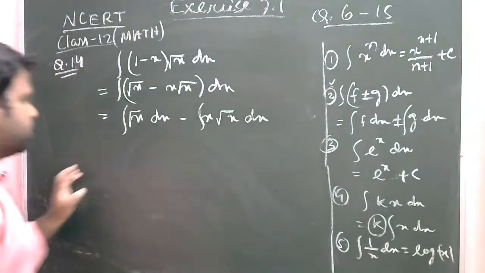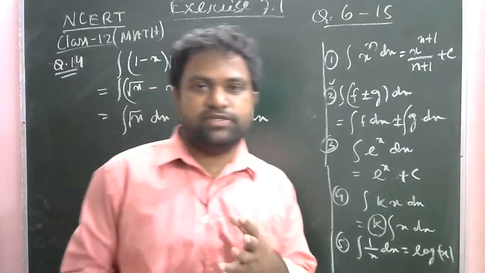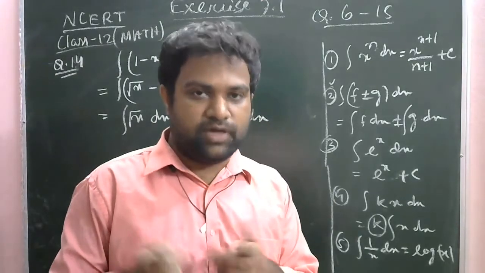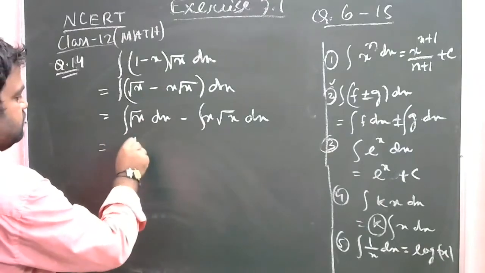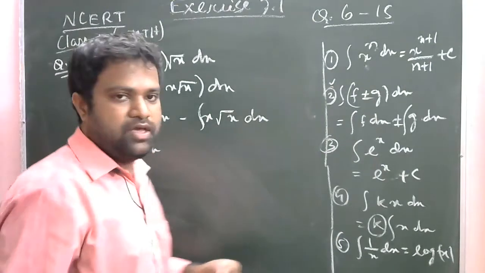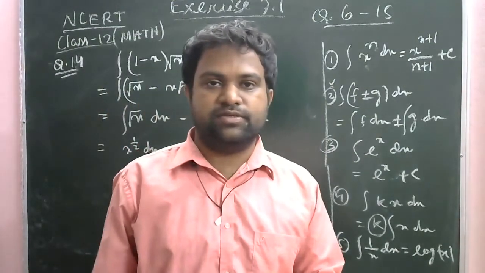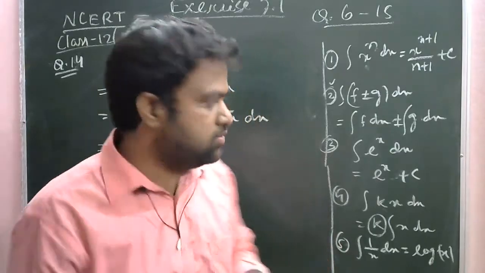So what you will do? X root over, I have told, no? X root over is x to the power half. So that means this is x to the power half dx. So which formula I will use? Again, first formula. X to the power half means power half, n is half. So n plus 1 by n plus 1.